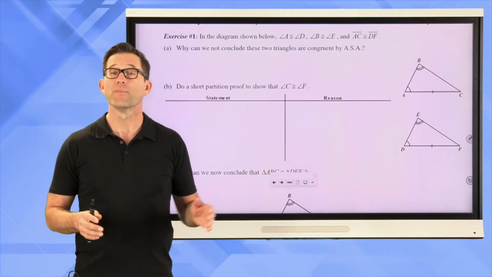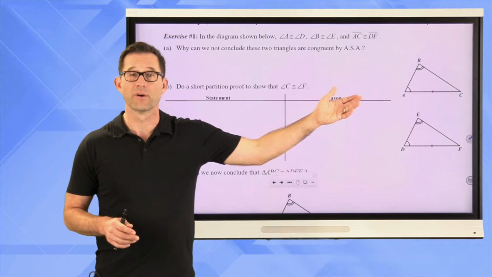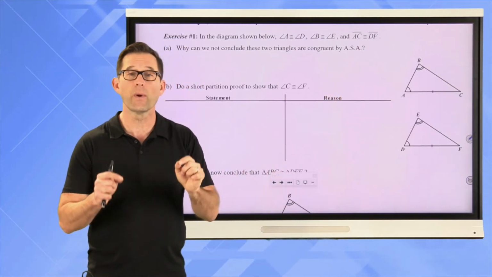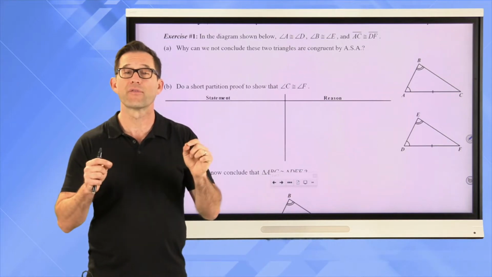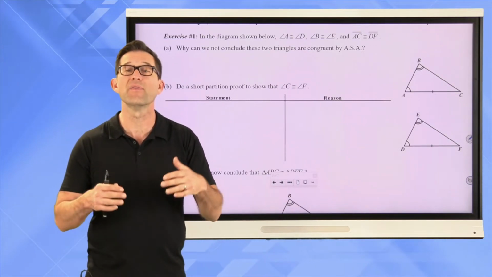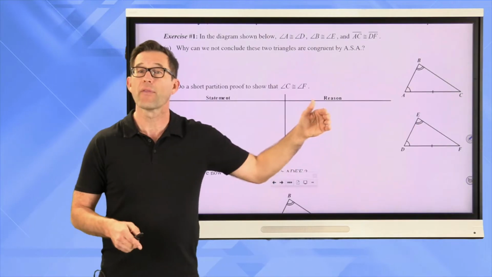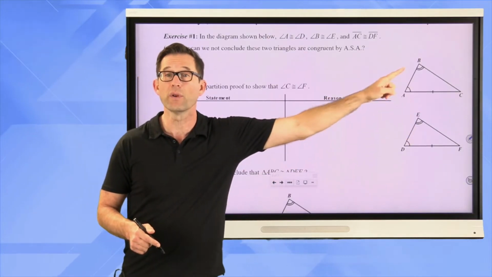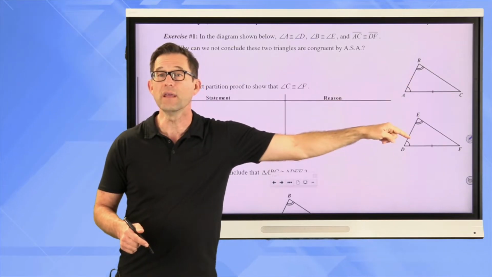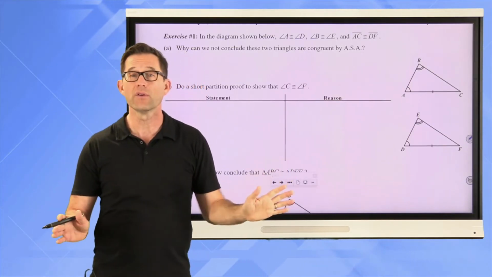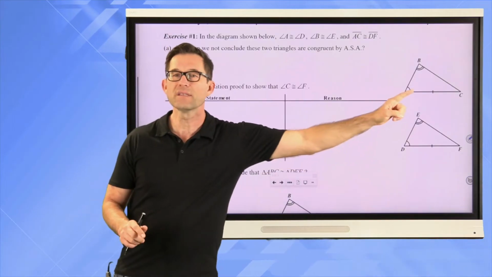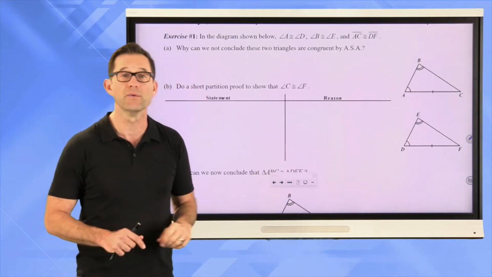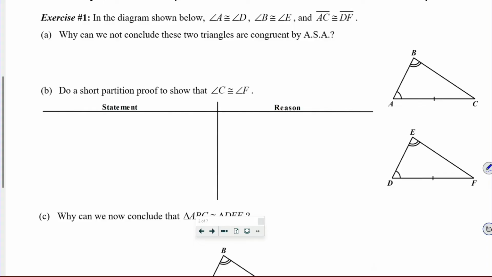Well, it's pretty simple. To use the ASA congruence theorem, the side pair that you know is congruent has to be between the two pairs of congruent angles, right? It's got to be the included side. Now, that would be fine if we knew that AB was congruent to DE. So if we knew that AB and DE were congruent to each other, then we could use ASA. But because that side does not lie between the pair of congruent angles, we can't use ASA. So let's get that down.